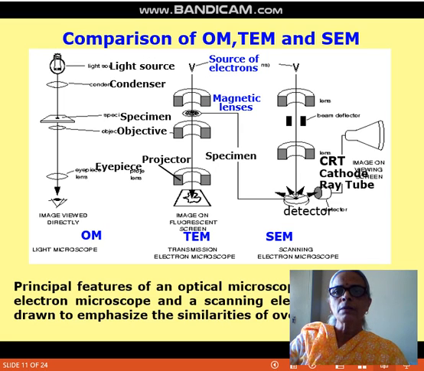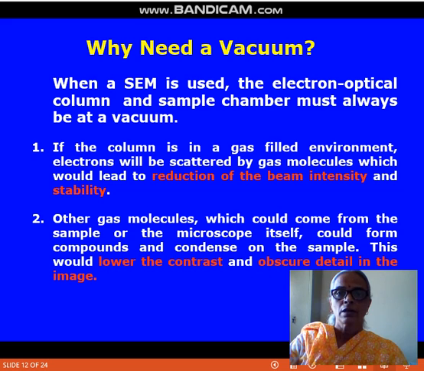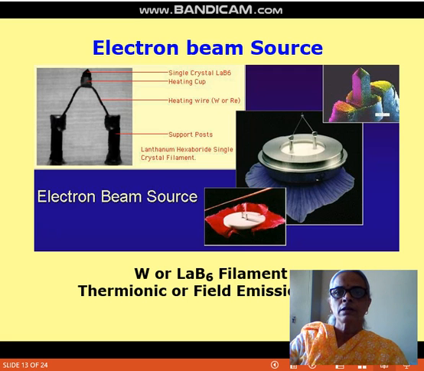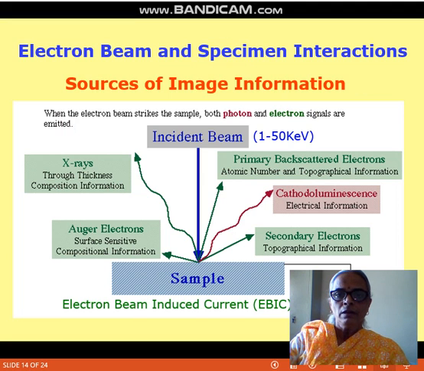Here you can observe the comparison between the OM, TEM and the SEM. In OM, basically they are using light, but in TEM and in SEM they are using electrons as a source. And here we have to remember one more point, that SEM always uses a vacuum in the sample chamber. So these are the various electron beam sources used in SEM. These are the electron beam interactions and the specimen interactions.